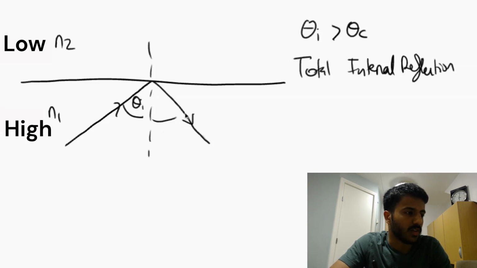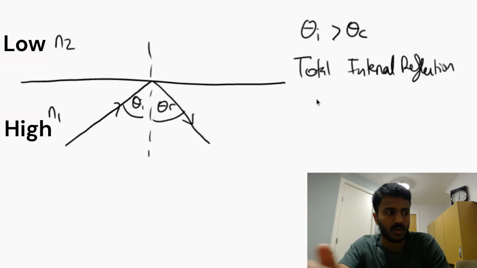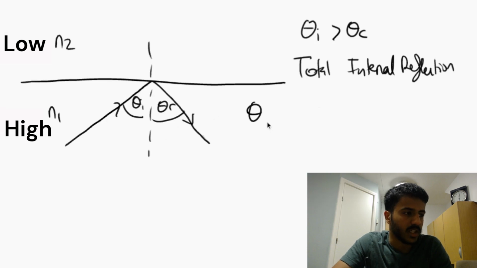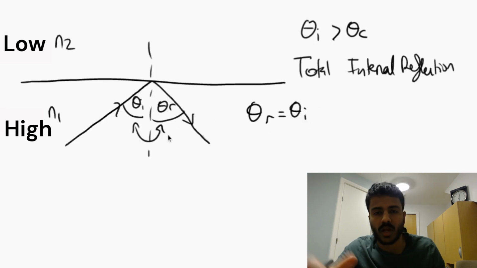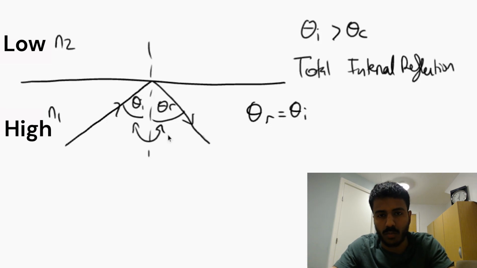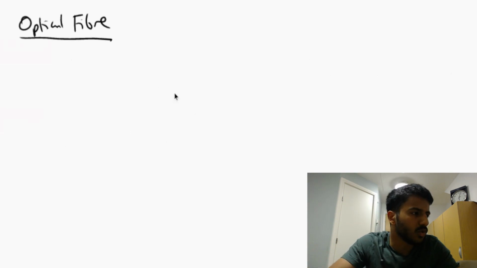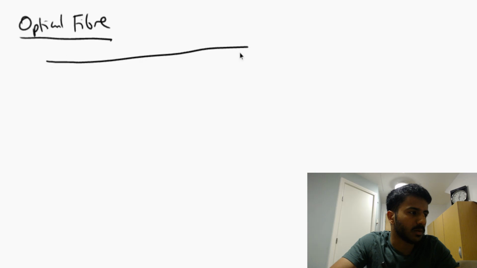So it will get reflected back at an angle of theta r, where in the case of the angle of incidence being greater than the critical angle, theta r will be equal to theta I. So when total internal reflection happens, these two angles here will be equal. A very important use of this is in something called an optical fiber. Now, optical fibers are very useful because they help to transmit signals over long distances.